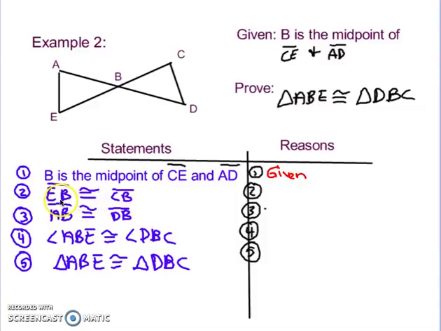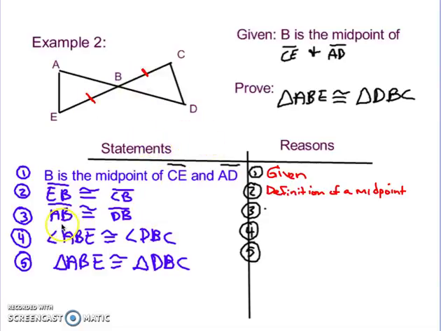In the second statement, it states that EB is congruent to CB. So here we can mark that segment EB is congruent to segment CB. And again, for that, we can put definition of a midpoint, because we knew and we were given that B was our midpoint of those two segments.